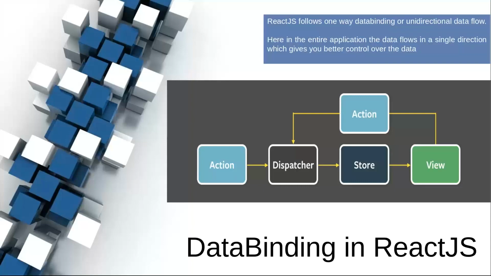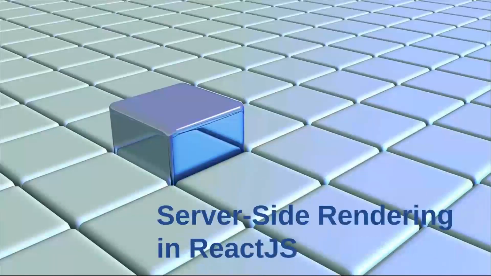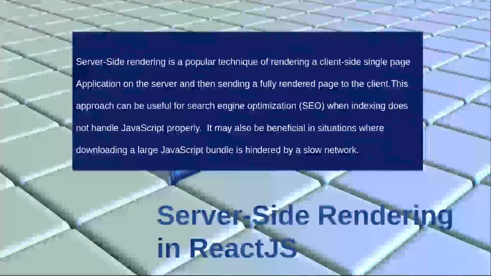Now, server-side rendering in React.js. Server-side rendering is a popular technique of rendering a client-side single-page application on the server and then sending a fully rendered page to the client. This approach can be useful for search engine optimization, or SEO, when indexing does not handle JavaScript properly. So that is server-side rendering.